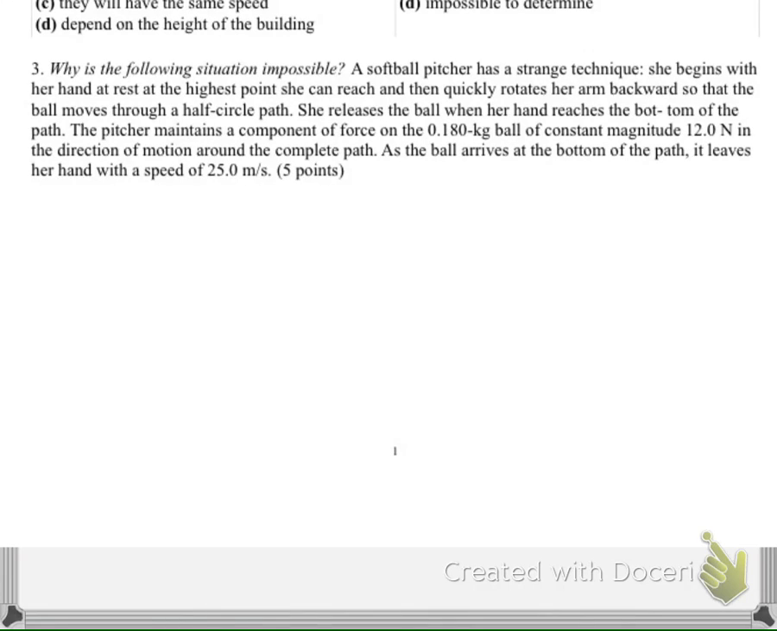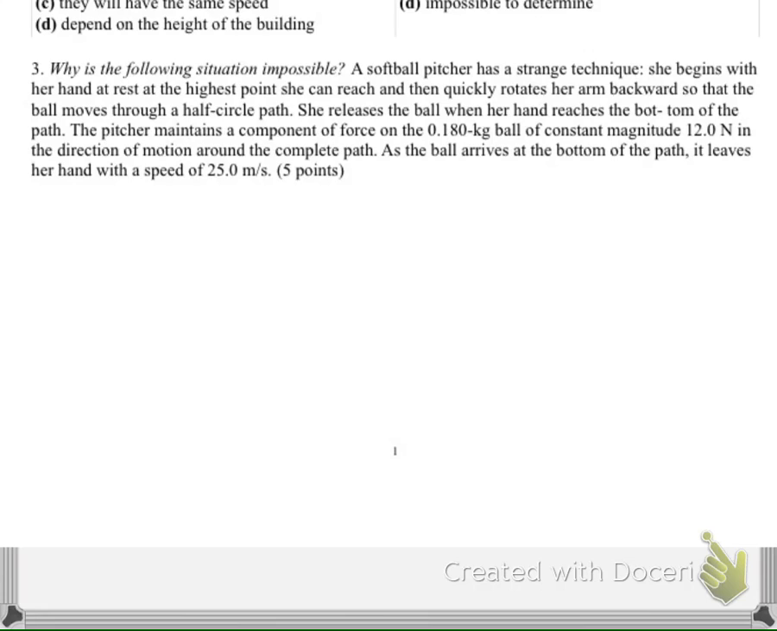Now let's see question number 3. Why is the following situation impossible? A softball pitcher has a strange technique. She begins with her hand at rest at the highest point she can reach and then quickly rotates her arm backwards so that the ball moves through the half circle path. She releases the ball when her hand reaches the bottom of the path.